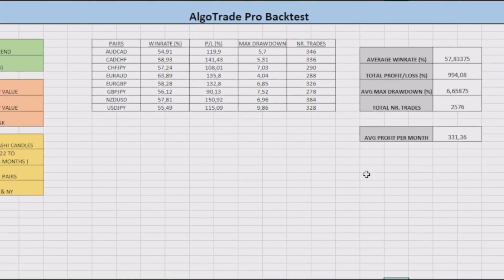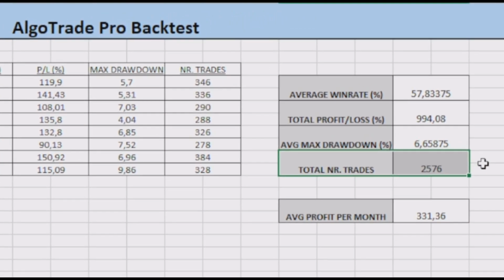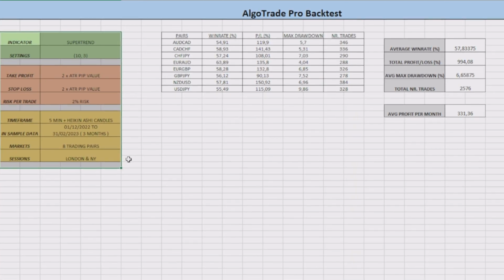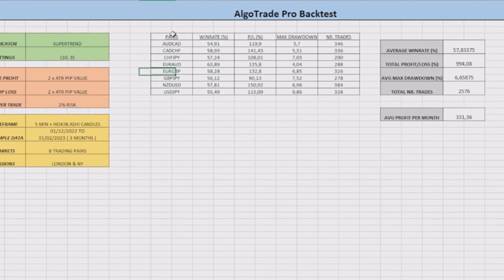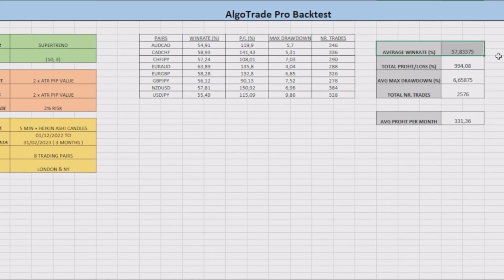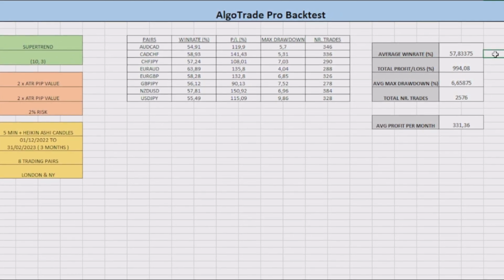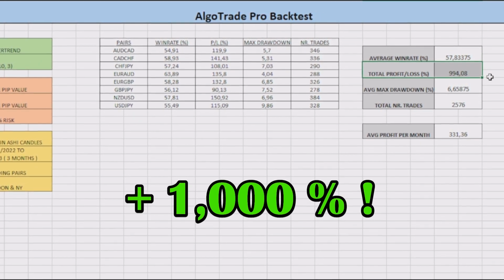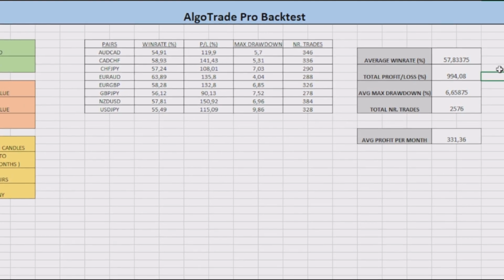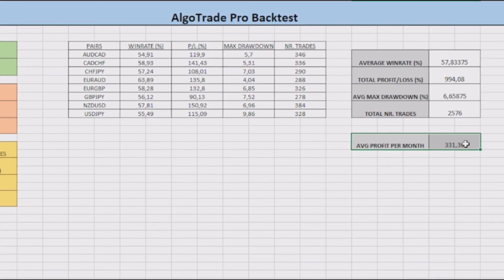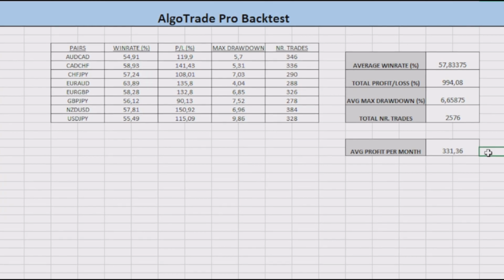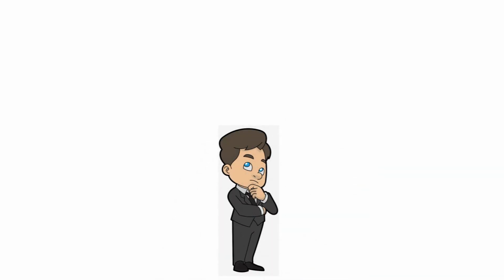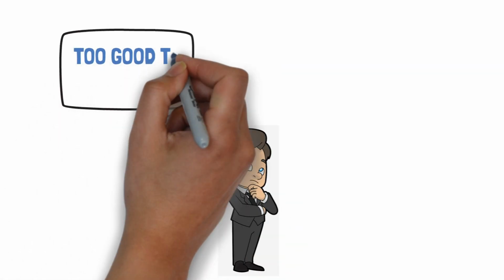After analyzing over 2,500 trades in the sample mentioned earlier with my backtesting bot, here we have all the results. The overall win rate of this strategy was about 57.83% and it produced an incredible profit of almost 1000%. This gives us an average profit per month of over 300%, just with an average max drawdown of 6.65%. But wait a moment, I'm finding these results too optimistic.